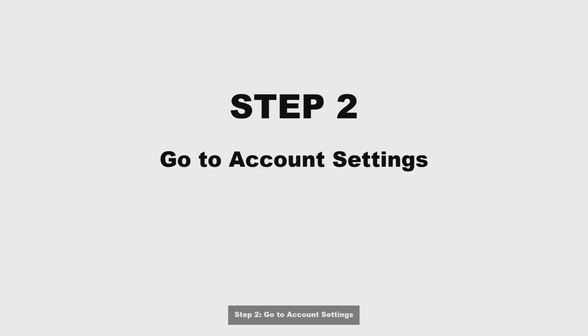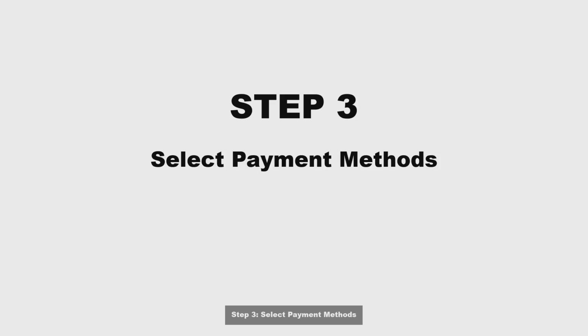Step 2. Go to Account Settings. Tap on the profile icon or the account option located in the bottom right corner of the screen. This will take you to your account settings. Step 3. Select Payment Methods. In the Account Settings menu, look for the Payment or Payment Methods option. Tap on it to view all the payment methods linked to your account.